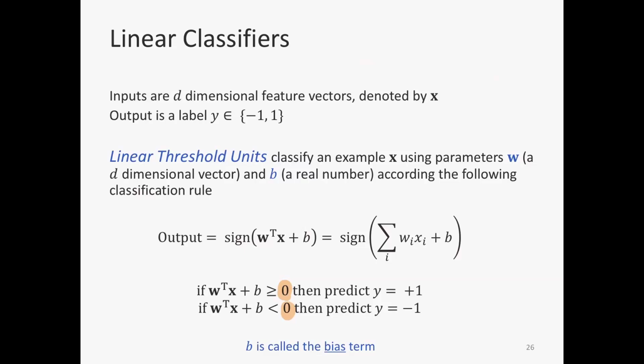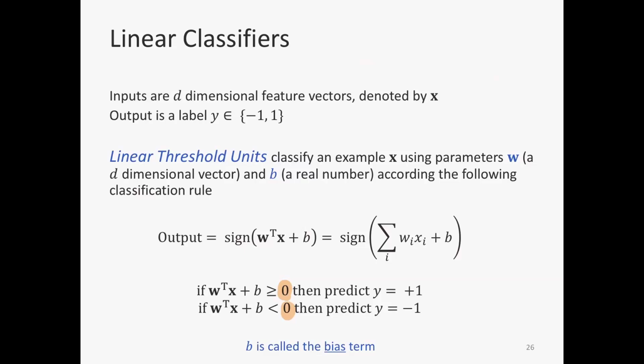The question is, how do we find W and B? And the answer is, we make that a learning problem. The goal of learning is to discover good W and B from data, because other than W and B, there's nothing else that controls the behavior of a linear classifier. That's what the learner finds.